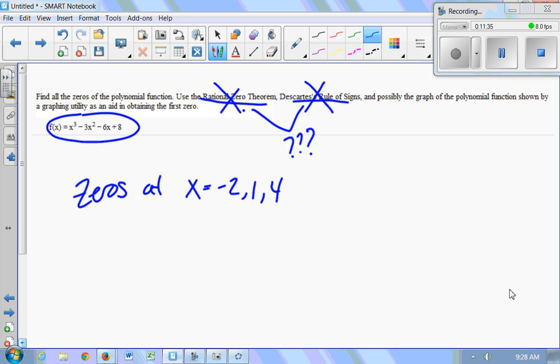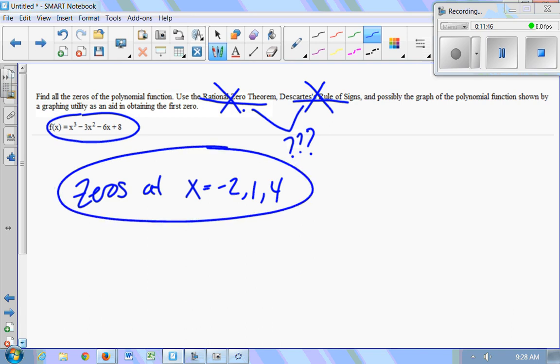So we're done, right? All this asked us to do is to find all the zeros. And we know that there are at most 3, right? And when I graphed it, there were 3 there, so those are all of them.